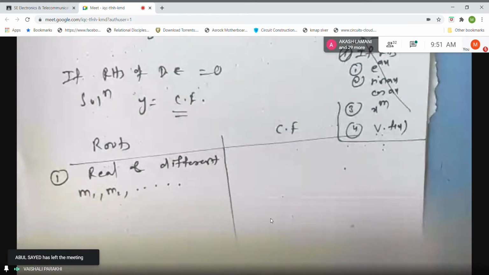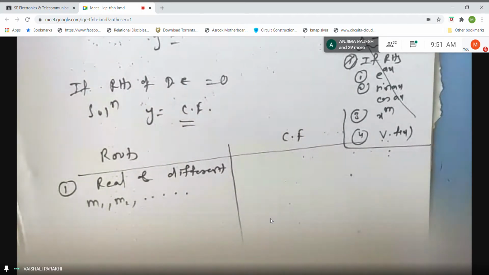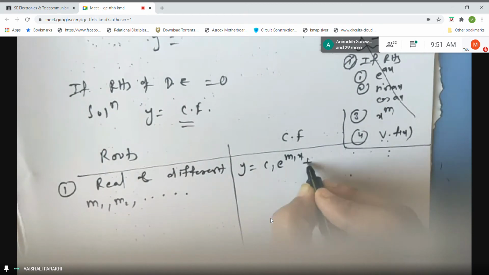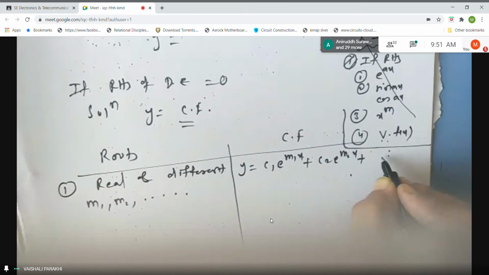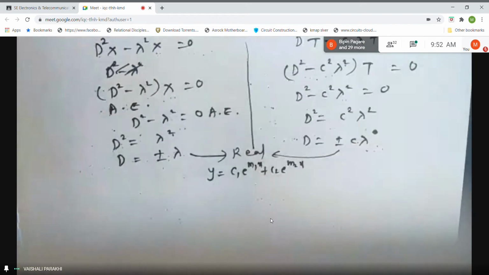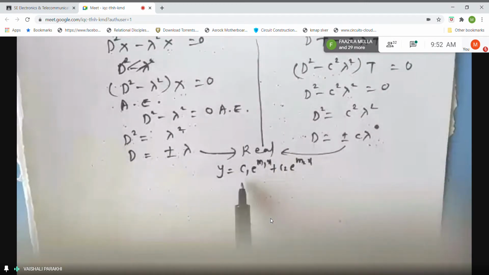We don't know because it depends upon the auxiliary equation. If the equation is quadratic, you have 2 roots. If the equation is cubic, you have 3 roots. If your equation is of order 4, then you have 4 roots, right? So what is formula for complementary function? C1 e raised to m1x, C2 e raised to m2x, C3 e raised to m3x and so on. Where m1, m2, m3, you have to substitute these roots. This is what I said here, students. When I was explaining, I was talking about this. When the roots are real, it is C1 e raised to m1x plus C2 e raised to m2x.